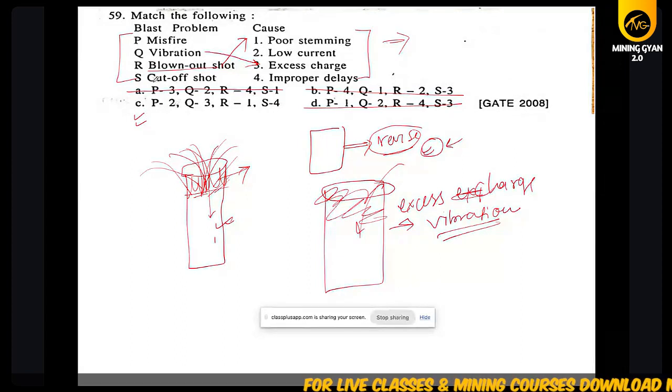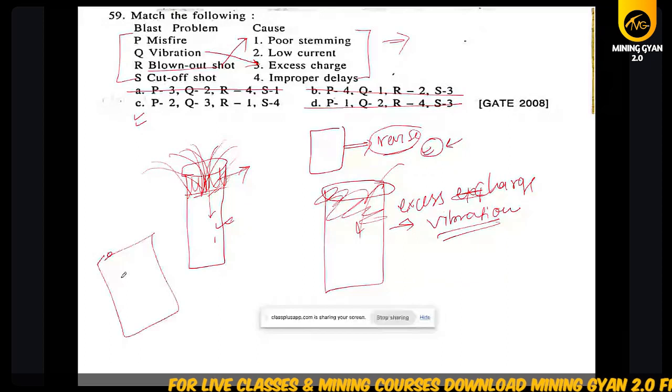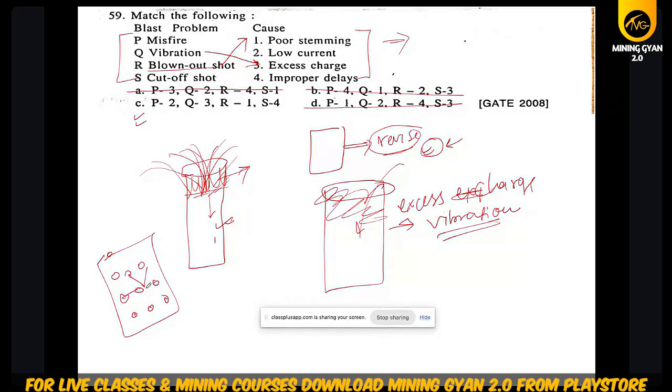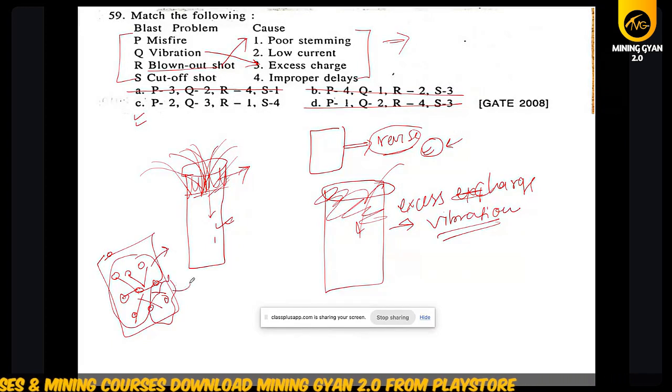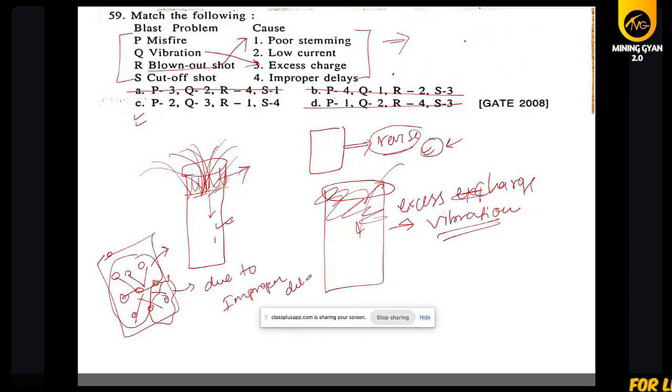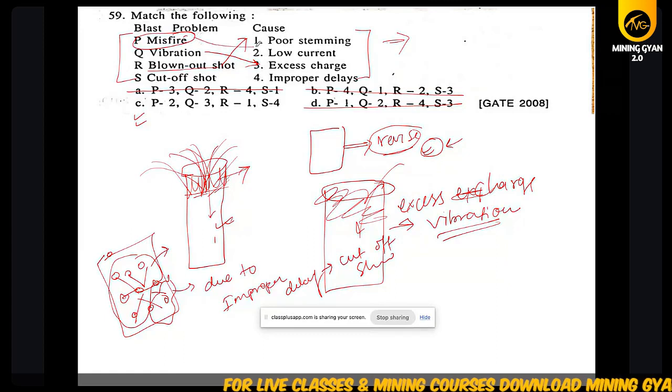Cut off short: suppose that this is your face and these are your holes. If you are using improper delay, some of the holes will blast and some will not. So due to improper delay, cut off short. Misfire due to low current. Okay, so your answer will be C.